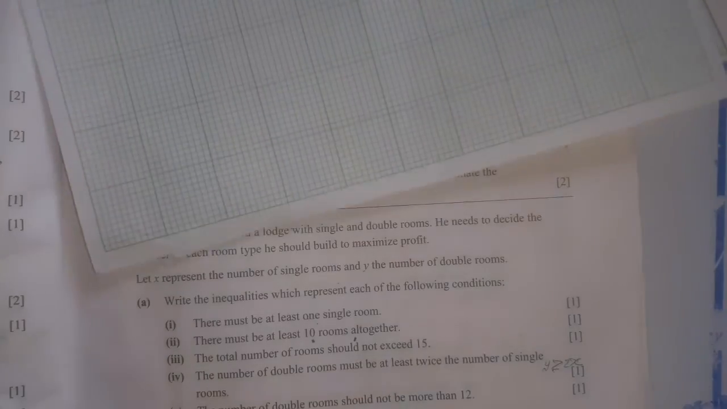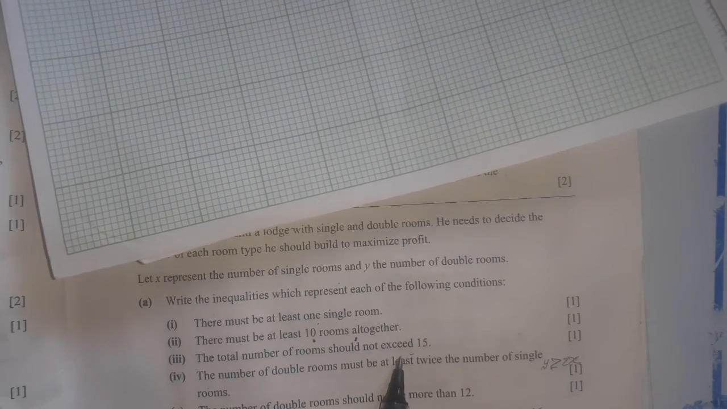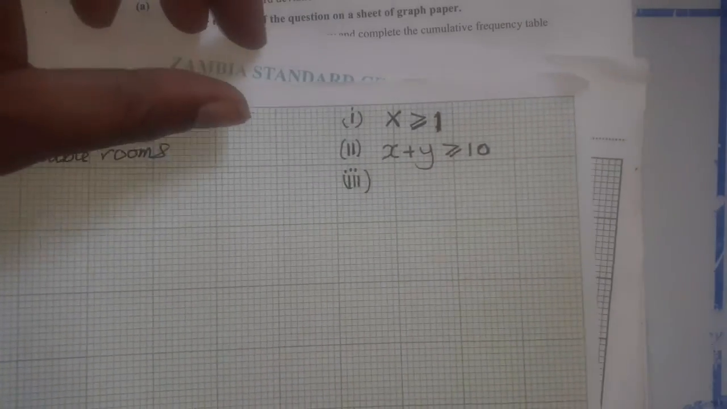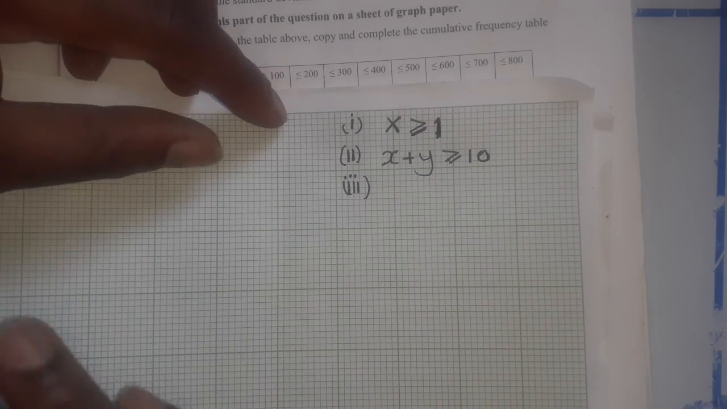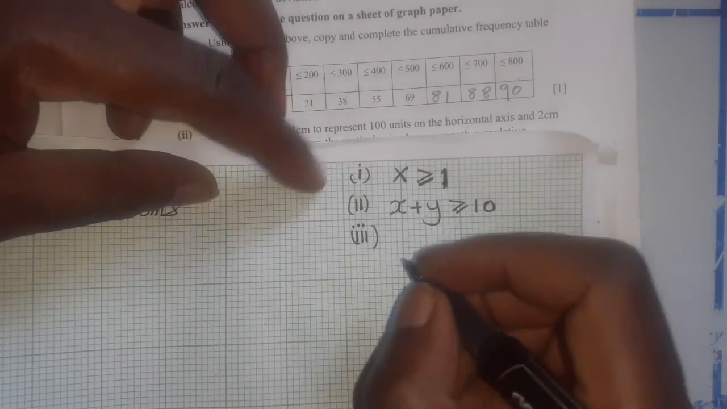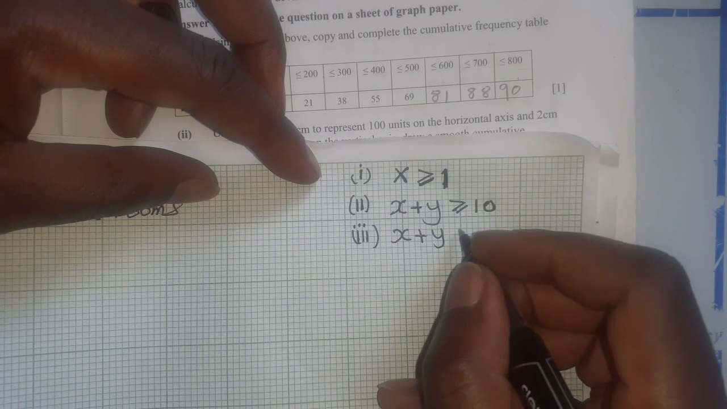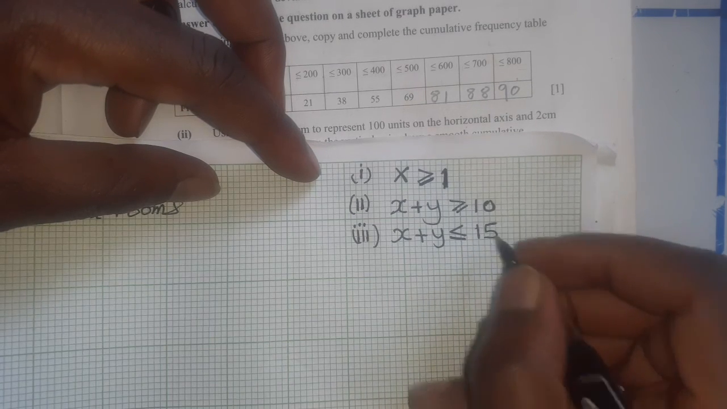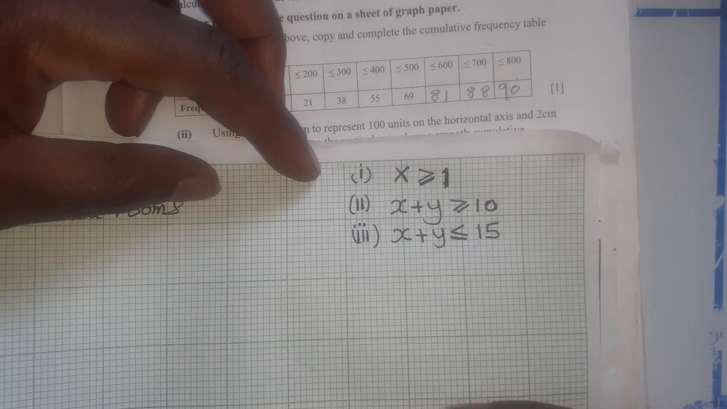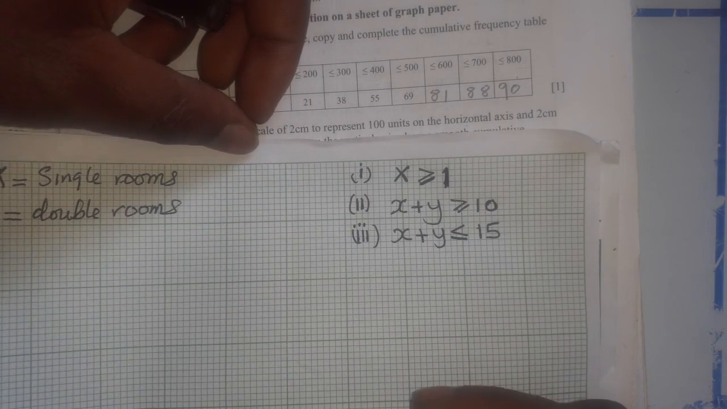What is it saying? The total number of rooms should not exceed. Should not be more than. Should not exceed. I'm taking it that you have been with me from the previous lessons. The total number of rooms, that is single rooms and double, should not exceed. So they should be equal to or less than 15. That is what we are doing there. All right?